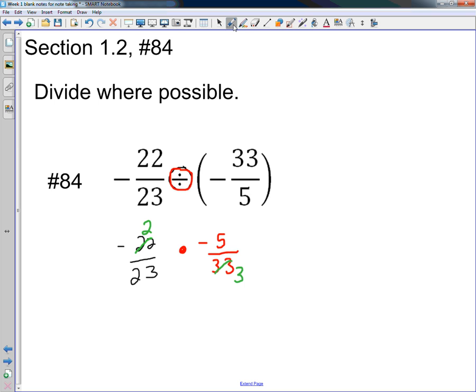So I go ahead and multiply it. Now we have a negative times a negative, which is a positive. Remember, we don't have to write the positive sign. So I have 2 times 5, which gives me 10. On bottom, I have 23 times 3, which gives me 69. Again, we want to check to see if it reduces. They don't have anything in common, so nothing reduces.